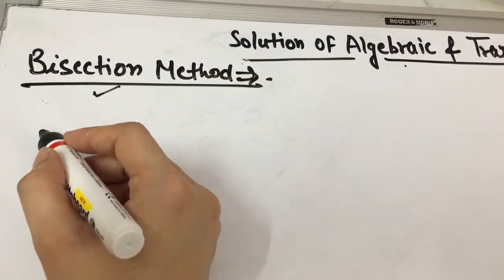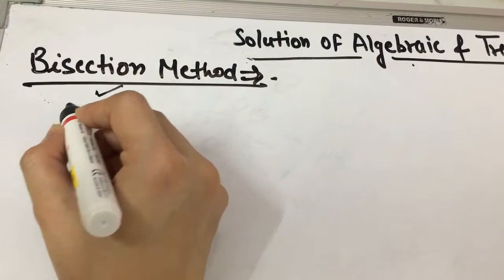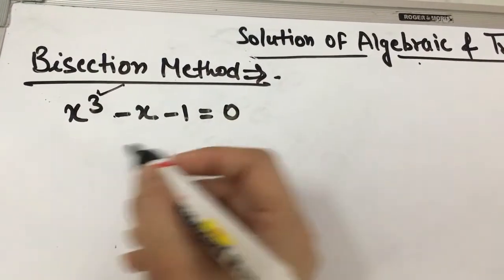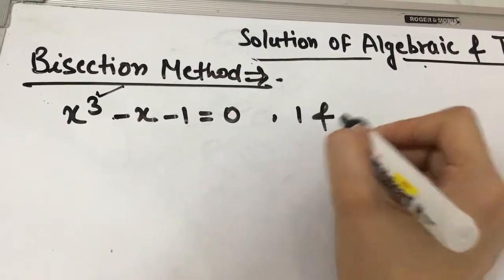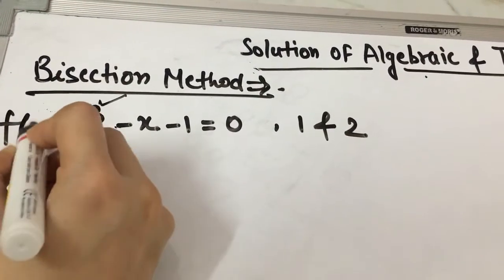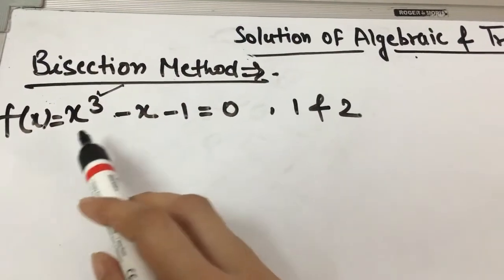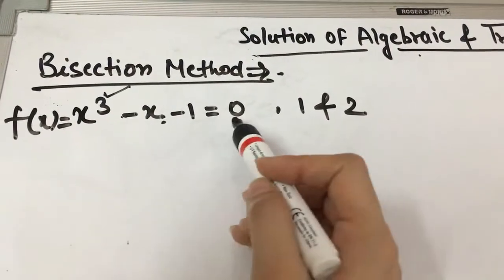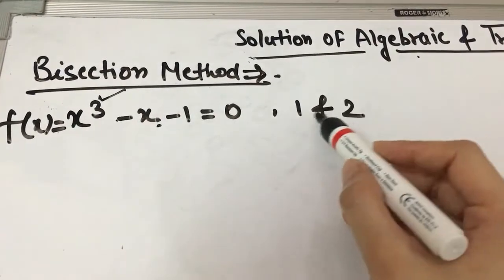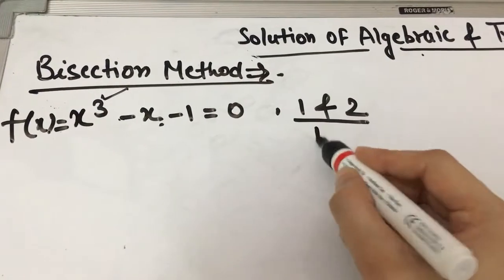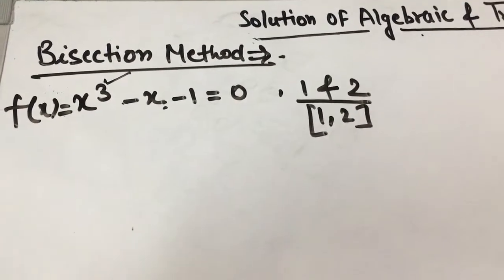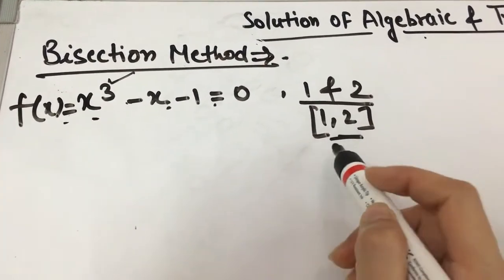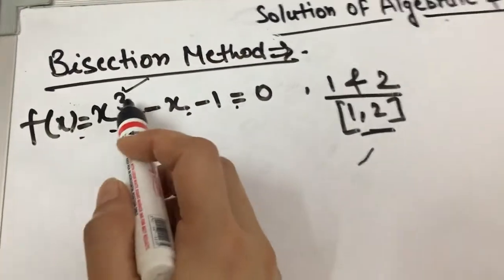Suppose my question is: find the root of the equation x cube minus x minus 1 equal to 0 lying between 1 and 2 by using bisection method. So in this example, I have to find the solution of this equation with the help of bisection method, and the interval is 1 to 2. As we can see, this function is continuous in this domain. So let's start from the condition of bisection method.